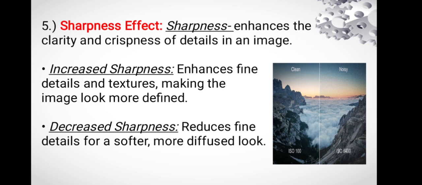Decreased sharpness. Reducing sharpness has the opposite effect. It softens and diffuses fine details in the image. This can be used to create a more dreamy or smooth appearance, ideal for portraits and certain artistic styles. Decreased sharpness can make the image appear less harsh or more atmospheric by reducing the prominence of small details. It's a useful tool for achieving a more gentle or subtle look.